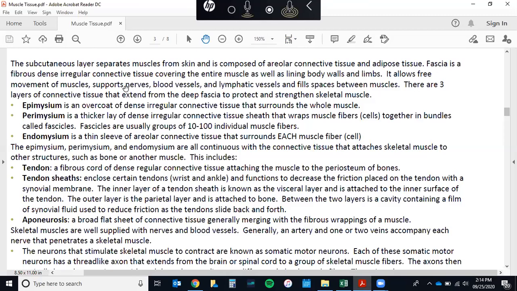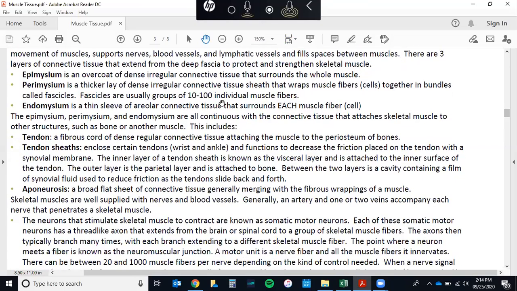Fascia is a fibrous, dense, irregular connective tissue that covers our entire muscles, as well as lining our body walls and limbs. What it does is allow free movement of muscles, support nerves, blood vessels, and lymphatic vessels, and fill the spaces between our muscles. There are three layers of connective tissue that extend from the deep fascia that are found in our subcutaneous layer, and they help to protect and strengthen our skeletal muscle. We have what's called the epi, the peri, and the endomysium.